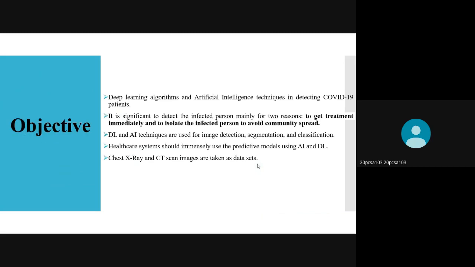The main purpose of this review paper is to review the AI and DL algorithms in detecting the COVID-19 patients based on the accuracy. And it is important to detect the COVID-19 patients in order to get the treatment immediately and to isolate the infected persons to avoid the community spread. AI and DL techniques have been immensely used in medical systems for speedy and accurate diagnosis of various diseases.